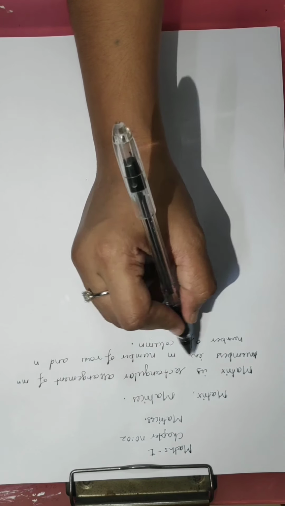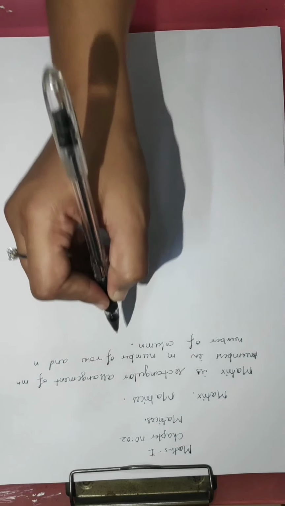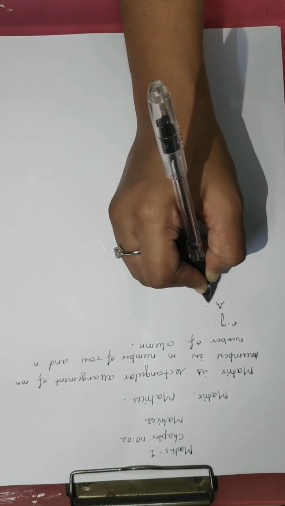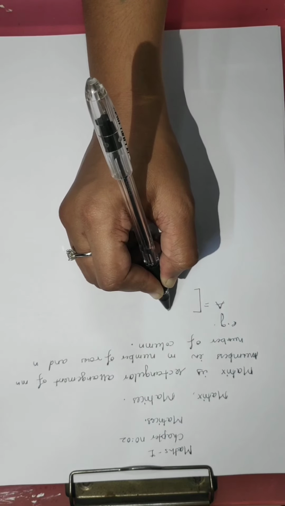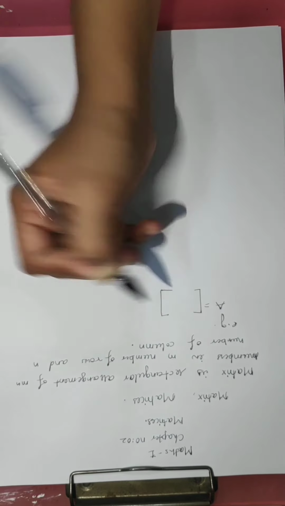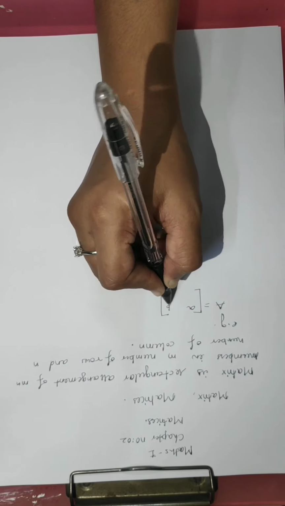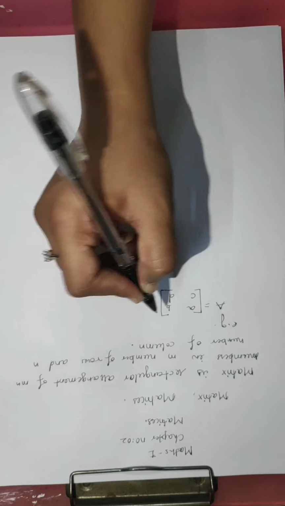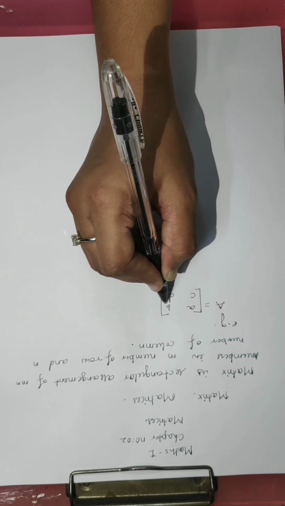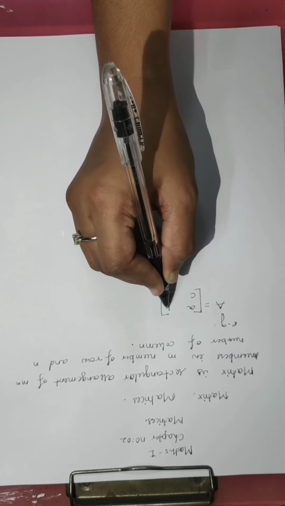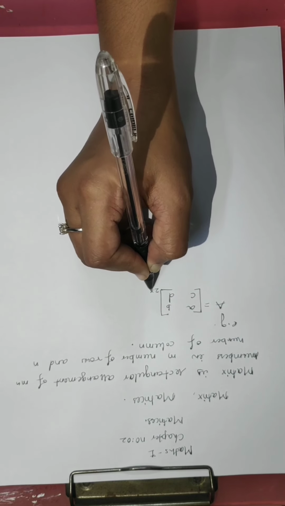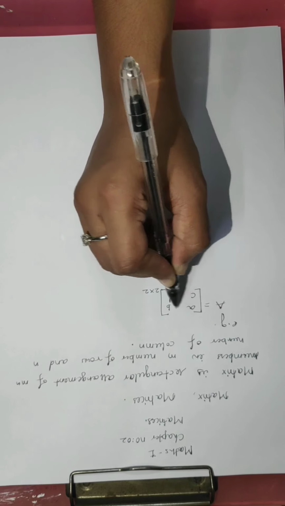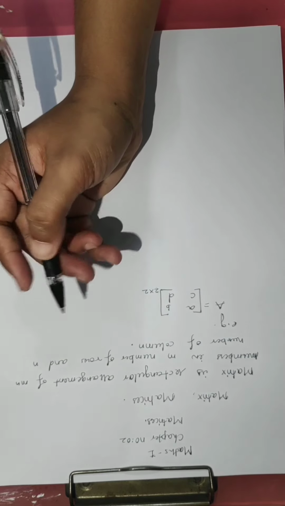So what is matrix? Matrix is a rectangular arrangement of mn numbers in m number of rows and n number of columns. Example, suppose it is matrix A. You all know matrix elements are written in rectangular brackets. So suppose A, B, C, D, these are 4 elements of matrix. So first row, second row, first column, second column, that is 2 rows and 2 columns. So it is a rectangular arrangement of 4 numbers in 2 rows and 2 columns.